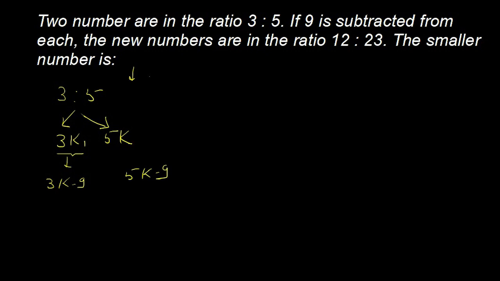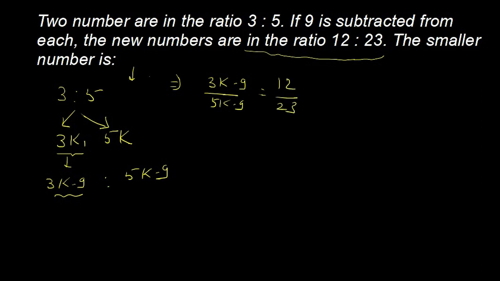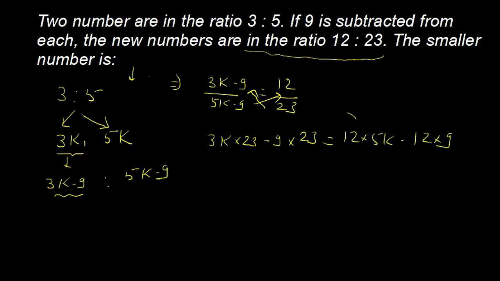Now when they are subtracted and we take the ratio of these numbers, it should become 12 is to 23. So let's write it down: 3k minus 9 divided by 5k minus 9 equals 12 ratio 23. So to get this value k, you need to cross multiply. So 3k into 23 minus 9 into 23 is equal to 12 into 5k minus 12 into 9.